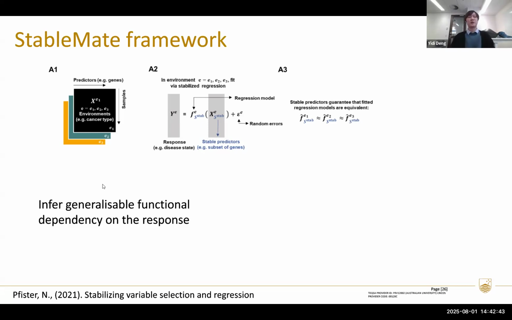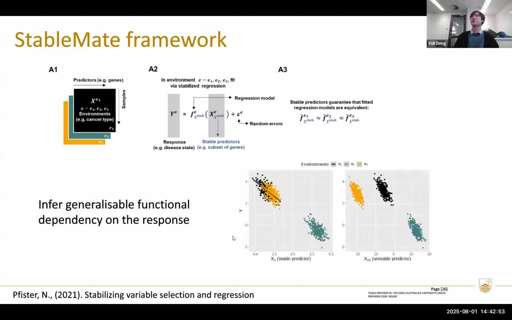So basically what we want to do here is infer generalizable functional dependency between the predictors and the response. And here I just show you the difference between a stable predictor of the response and an unstable predictor of the response. The stable ones have very similar linear relationships, exactly the same linear relationships, but for the unstable one, the linear relationships differ by intercepts. But StableMate, of course, can be applied with different regression models, not just a linear model.